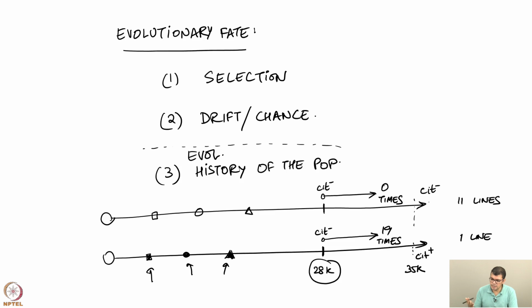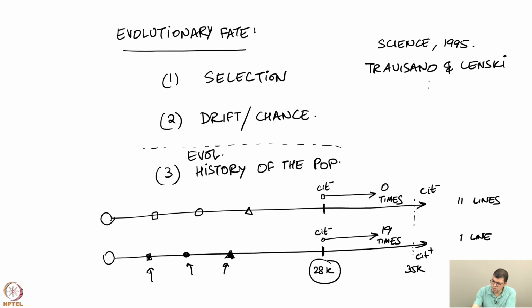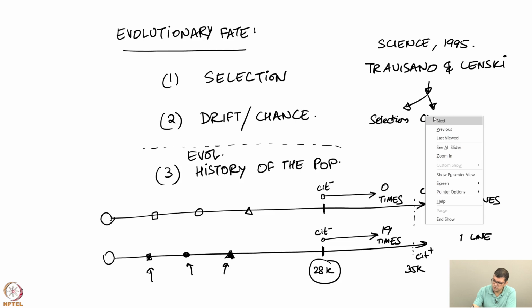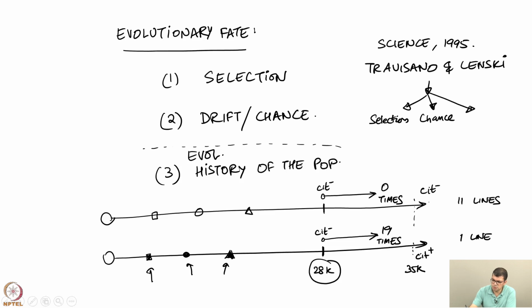So, evolutionary history is extremely important in the context of what can and cannot be achieved via evolutionary change by populations. In fact, in the early days of LTEE, there is a classical paper in Science in 1995 by Travisano and Lenski, which talks about very simple basic experiments which allow us to figure out how much of evolution is done by selection, how much of evolutionary change is brought about by chance, and how much of evolutionary change is brought about by the evolutionary history of the population.